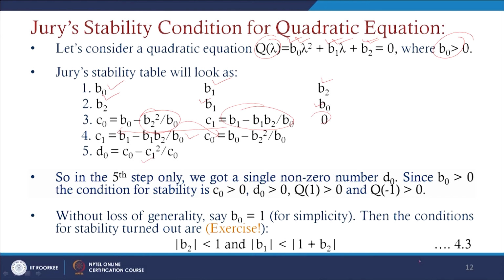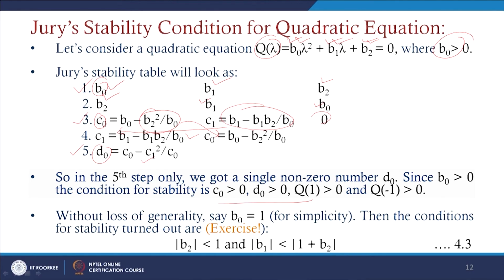So, in the fifth step we are getting a single non-zero number for D0. Since B0 is greater than 0, especially the condition for stability is C0 greater than 0. Since there are 3 conditions we have to consider here, that is the 1, 3 and 5 odd numbered rows. So, the first condition is B0 is greater than 0. We have to consider that C0 must be greater than 0 and D0 must be greater than 0.